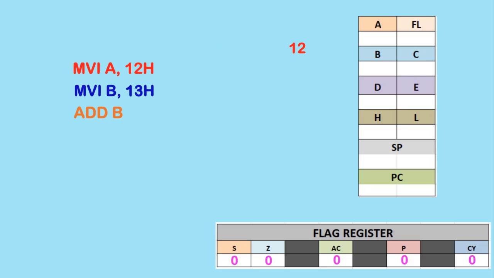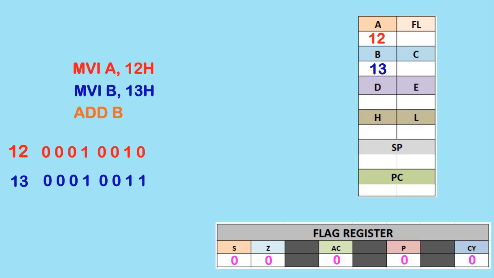In every addition operation, A is always there. MVI B will just store the content 13 in register B. And let us see what result ADD B will give. 12 and 13 are written in hexadecimal notation, so 1 and 2 separately. 1 is 0001, 2 is 0010, and 13 is 0001, 0011.